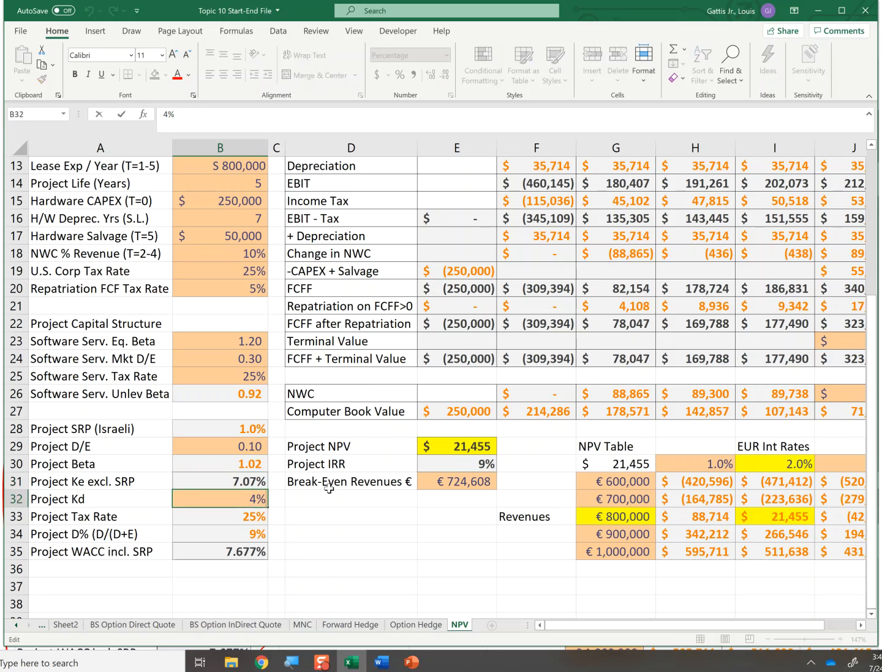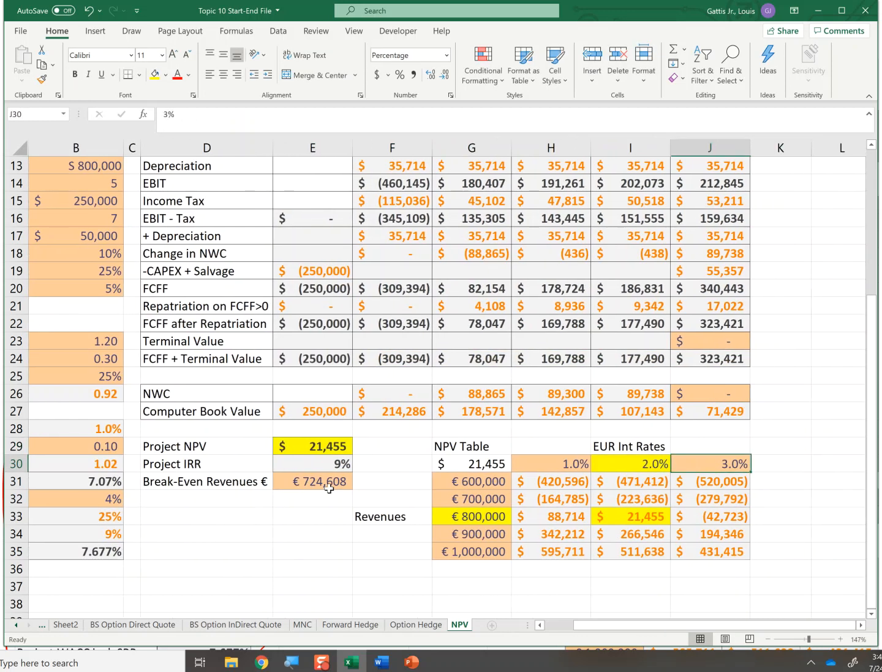The project cost of debt, I assumed, is 4%. Tax rate is 25%. My debt percent. And I have my weighted average cost of capital, which is 7.67%. And that's why I get a positive NPV, because the project's IRR is 9%. So you should go ahead and do this project.